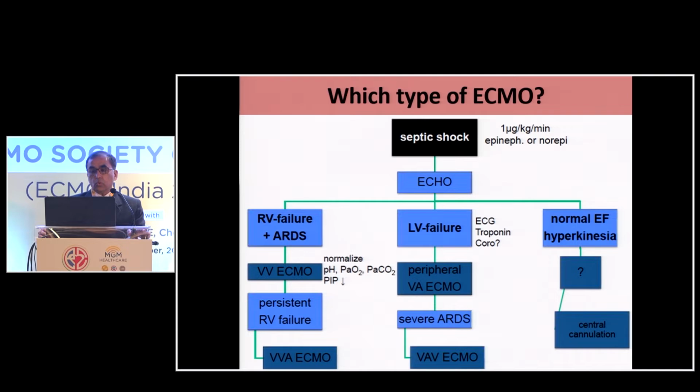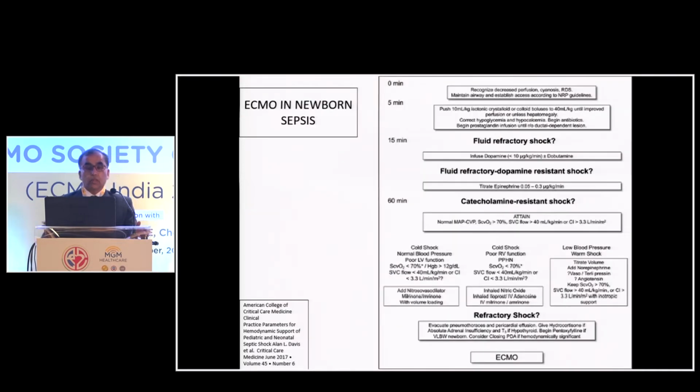But those patients who have a normal ejection fraction and a hyperkinetic myocardium are not truly candidates. But if at all we are thinking, because they need a very high volume to maintain their perfusion, possibly central cannulation can be an option, but still it is very early to say.